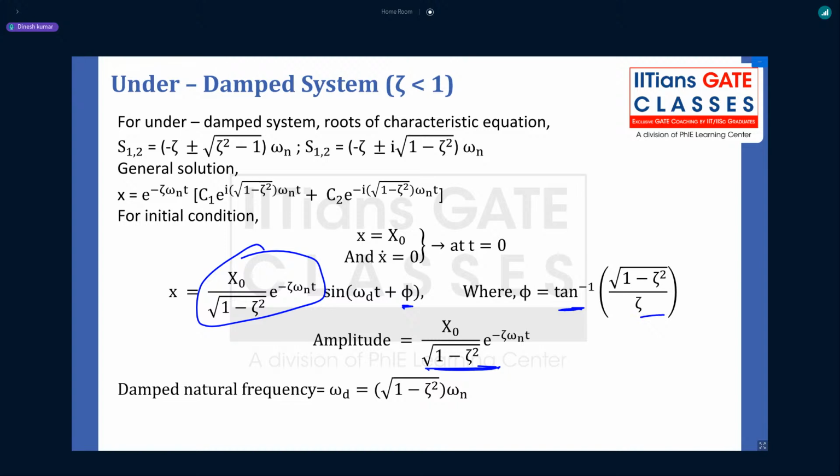Now guys, for an underdamped system, the natural frequency is known as what? Damped natural frequency, and it is given by omega d. It is under root of 1 minus zeta square into omega n. That is your damped natural frequency, guys. Okay.